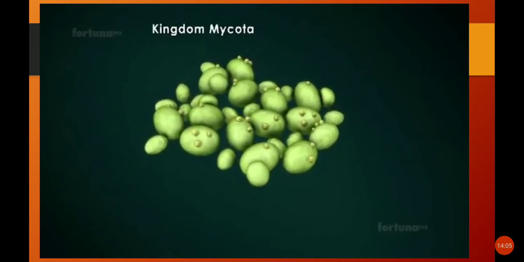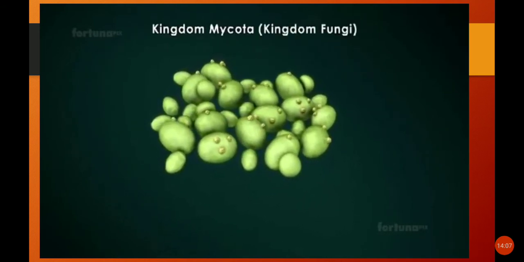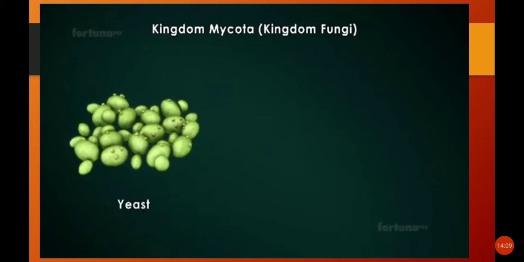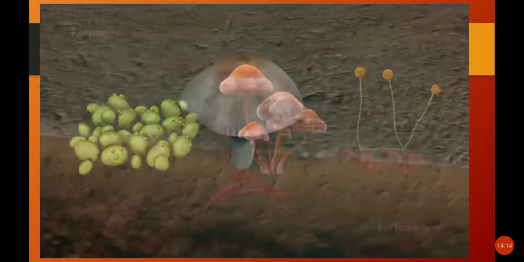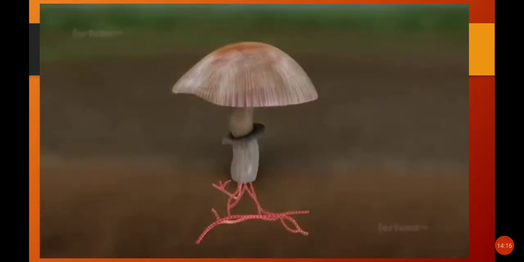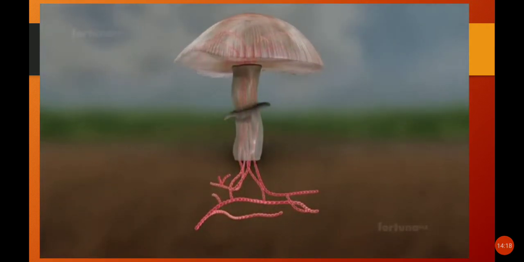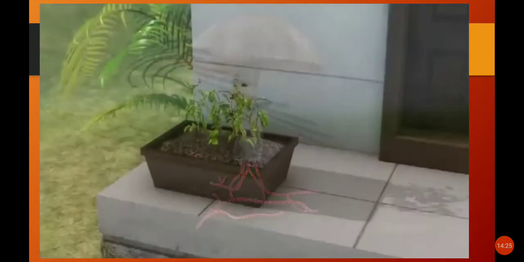Kingdom Mycota, also called Kingdom Fungi, includes fungi such as yeast, mushrooms, and molds. The body of a fungus is made of long, thread-like structures called hyphae. Its members can be free-living, parasitic, or symbiotic.